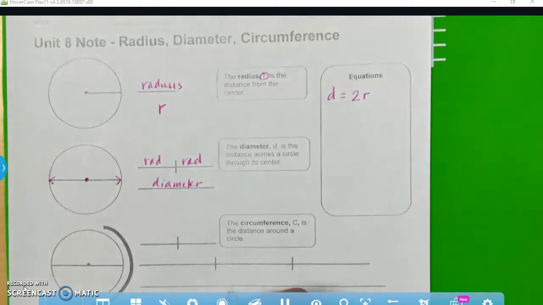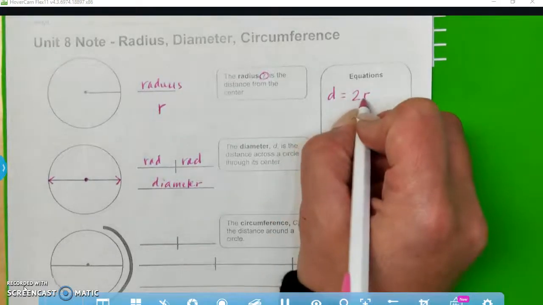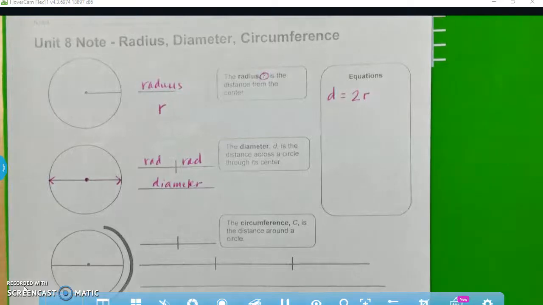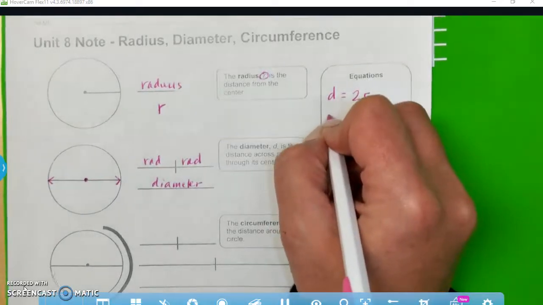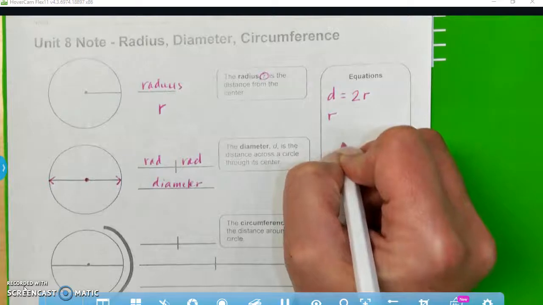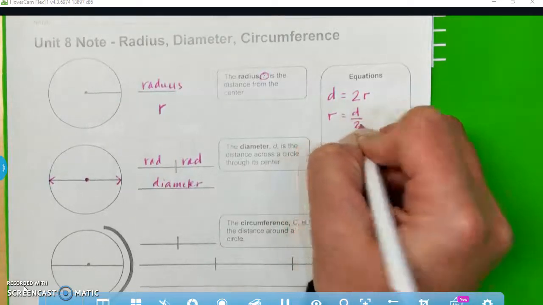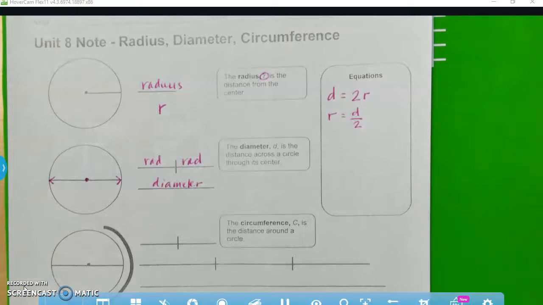Hopefully you're remembering that when you have a number and a variable next to each other, that means multiplication. If we are given diameter, and we need to find the radius, we would say, oh, diameter divided by 2 will give me radius.